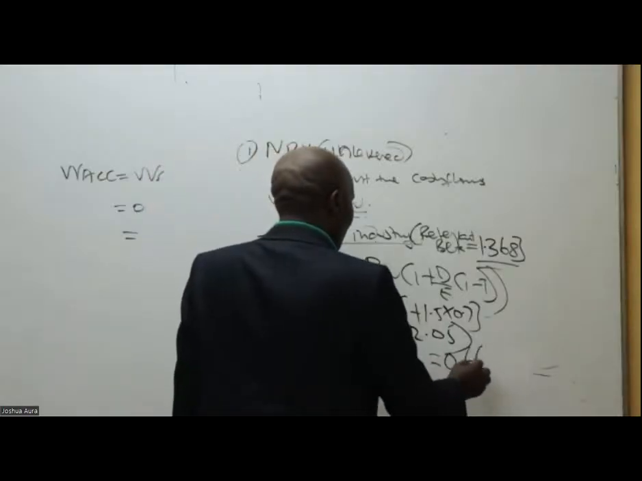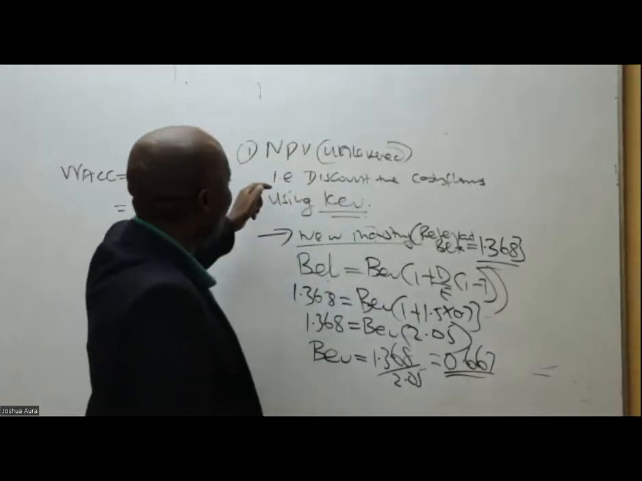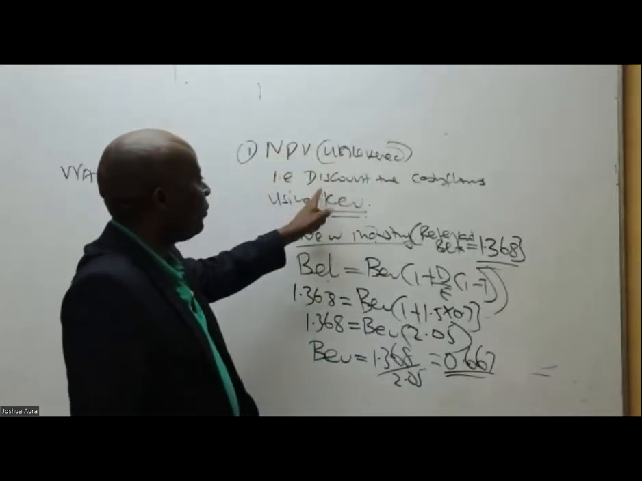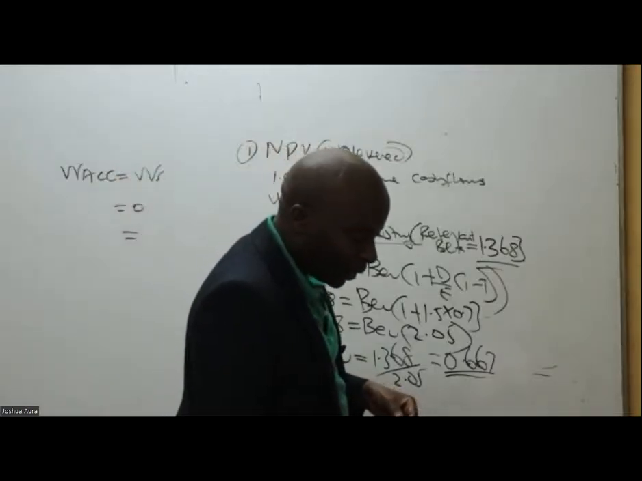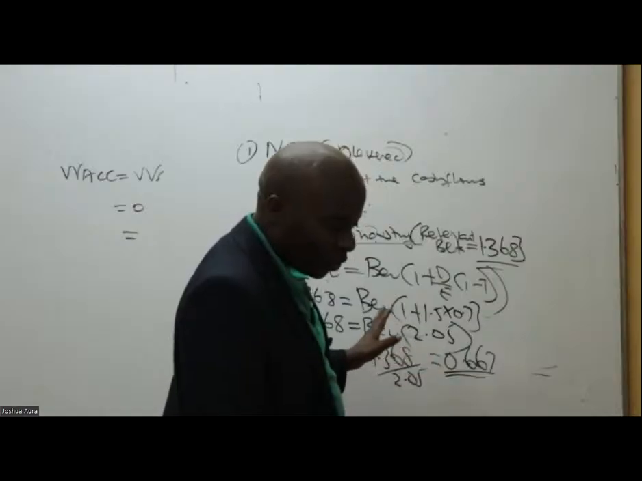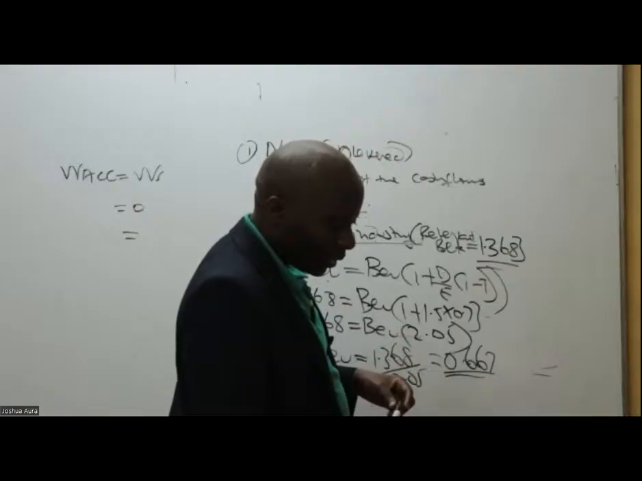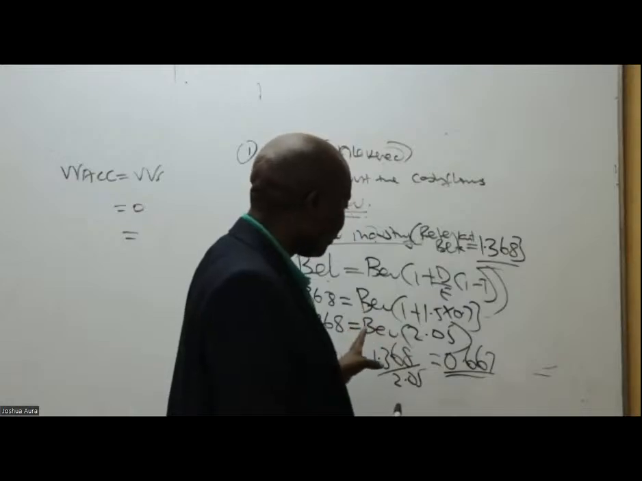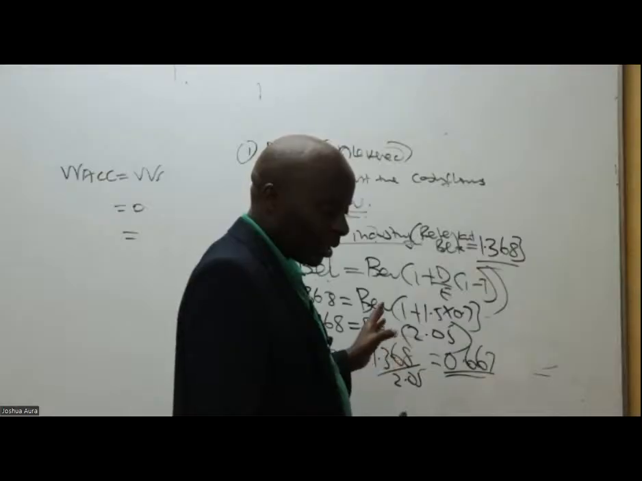2.05, and then I will be able to get the famous beta by taking 1.368 divided by 2.05, which will end up giving me what figure? Somebody here. 0.667. So now, if they want me to give this NPV unlevered, this 0.667, I'm being told it is correct. Beta equity of the unlevered firm, I'm being told the figure is okay.